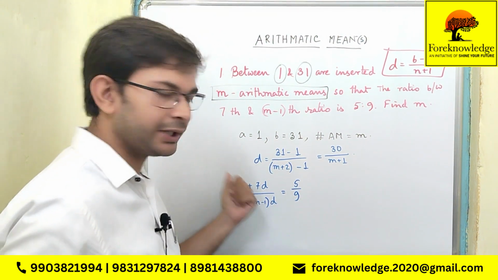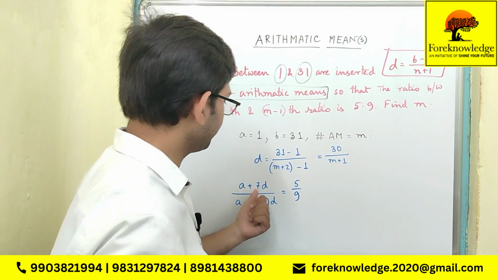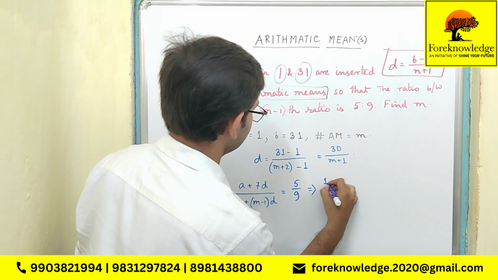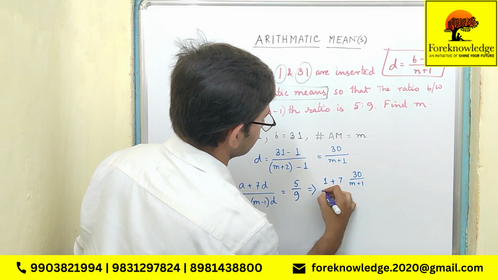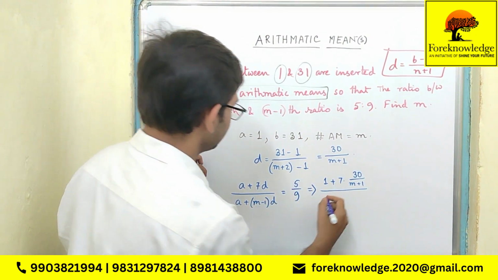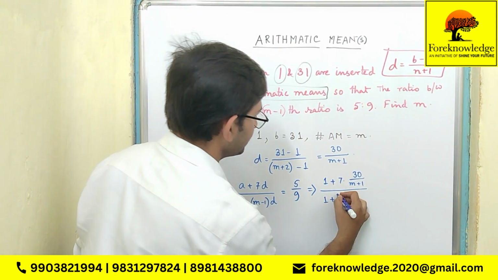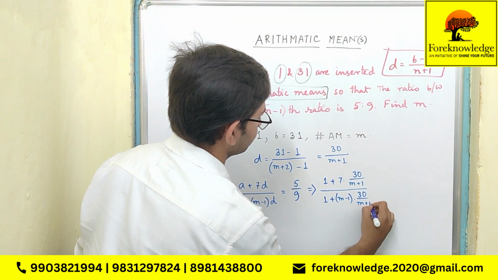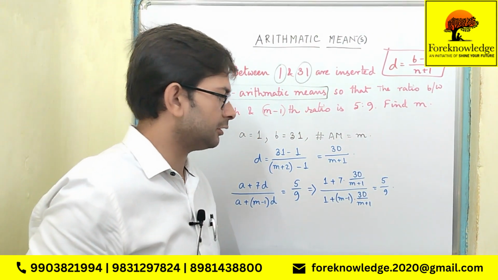Now we have to put a here, d here, a here and d here, and then we have to find the value of m. So this is 1 plus 7 into 30 by m plus 1, whole divided by, because d is nothing but 30 by m plus 1, 1 plus m minus 1 into 30 by m plus 1, equal to 5 upon 9. We have to solve the equation.